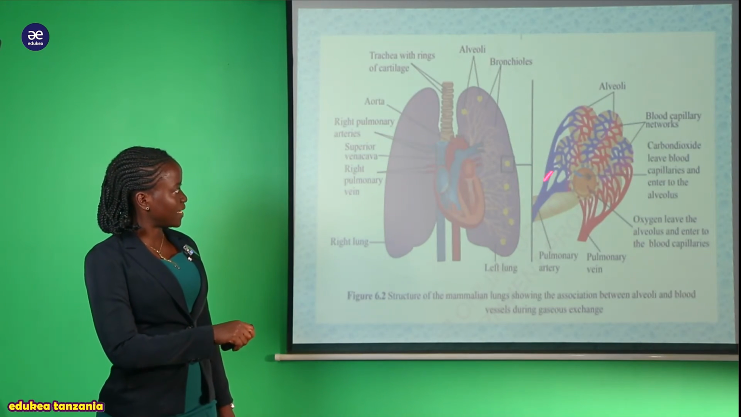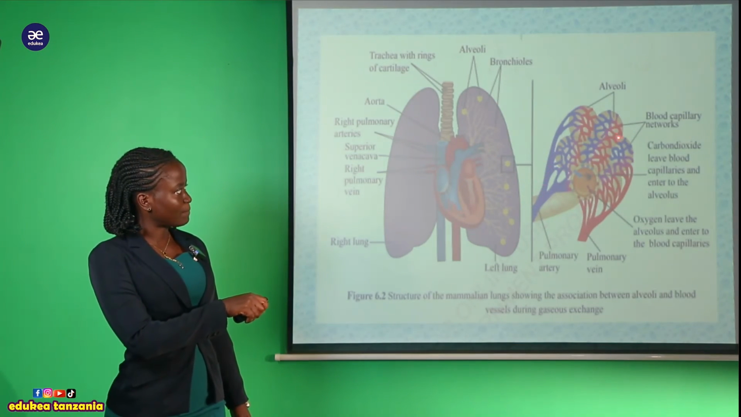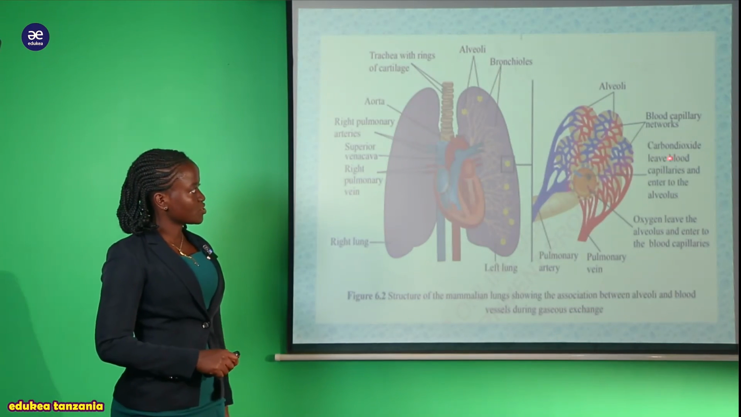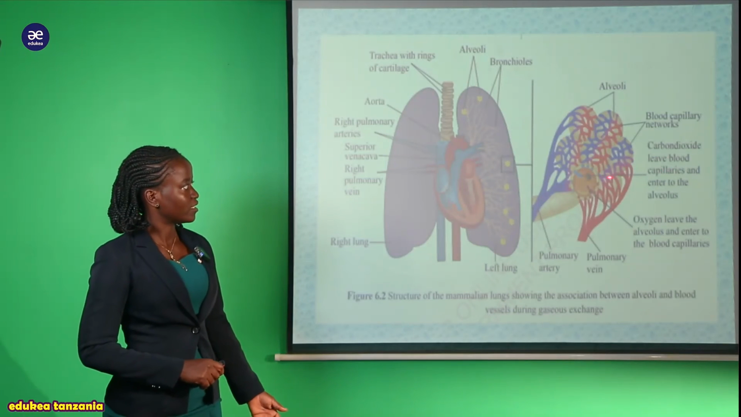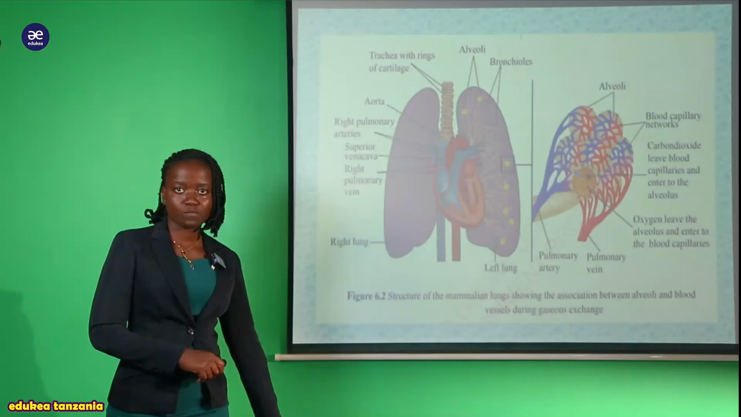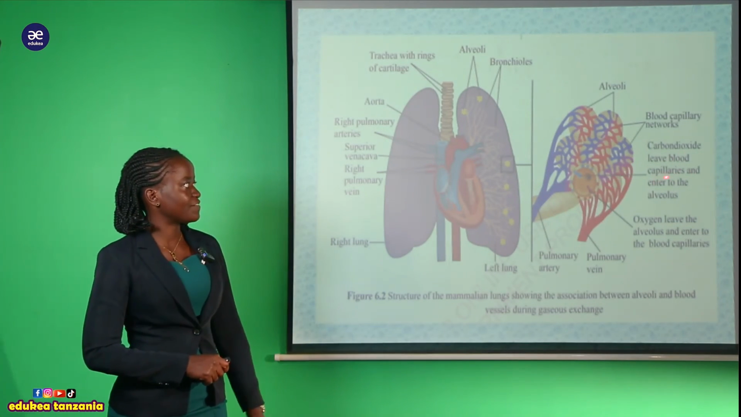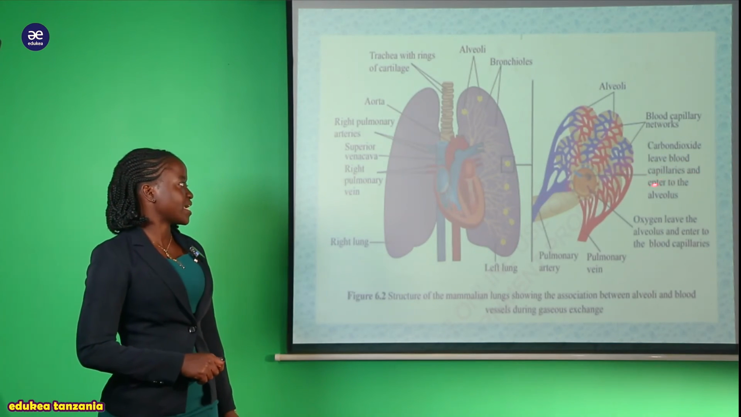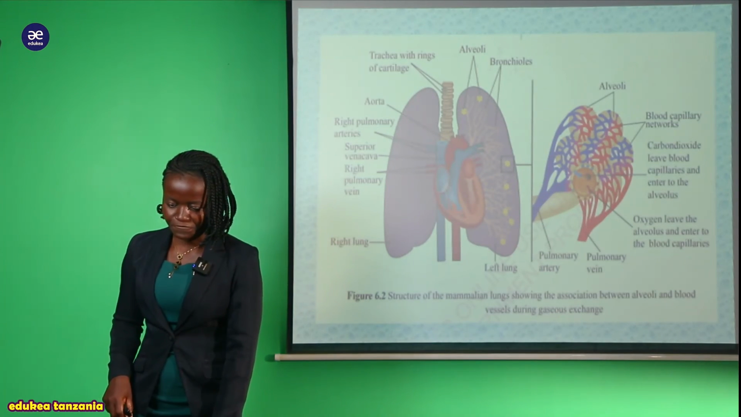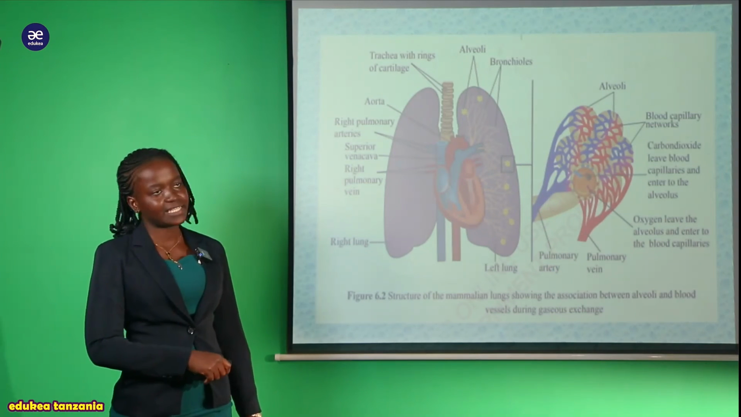So now it is well supplied with blood vessels. You can see this one are the capillaries, this red and this purplish color. All of those are blood vessels, but also the blood capillary network. So now oxygen leaves the alveoli and enters the blood capillaries to be used in several tissues, but also carbon dioxide leaves the blood capillaries and enters the alveoli. So this one is the structure of the alveoli. This one, red, is the pulmonary vein, but this one is the pulmonary artery.